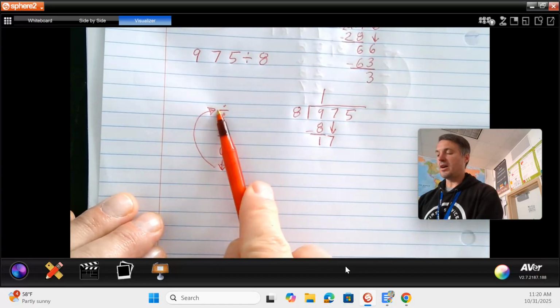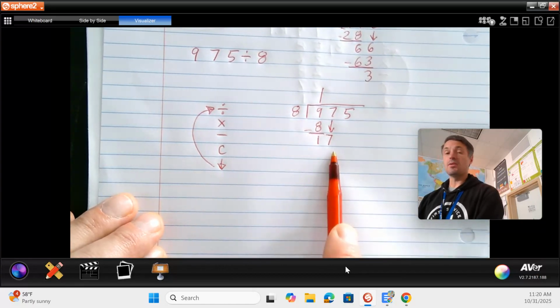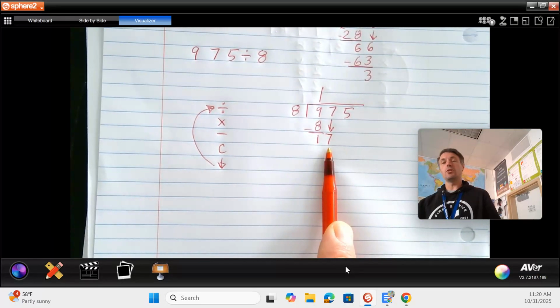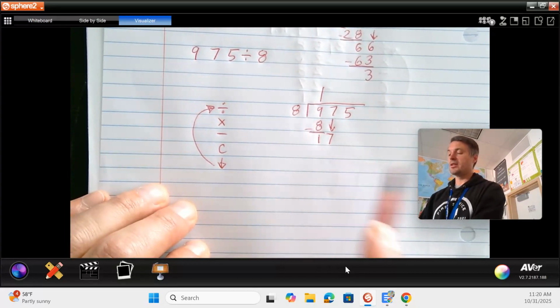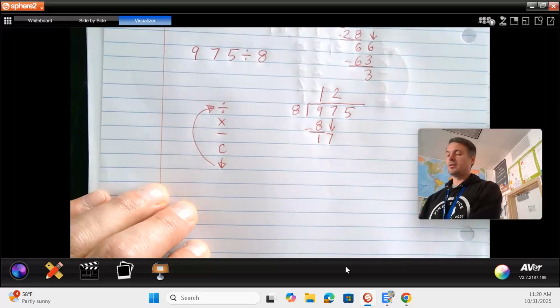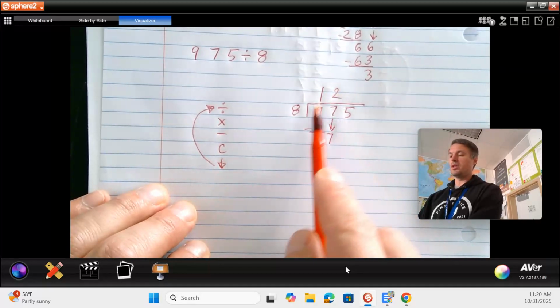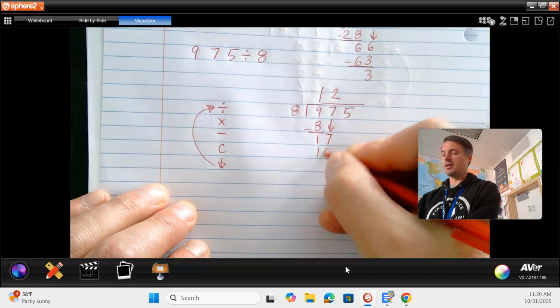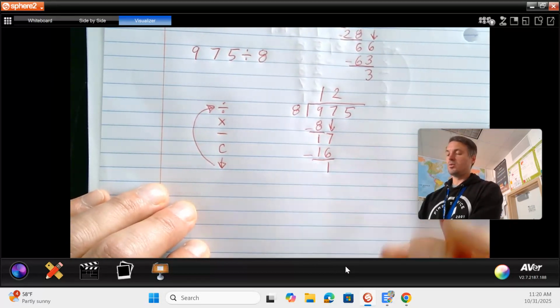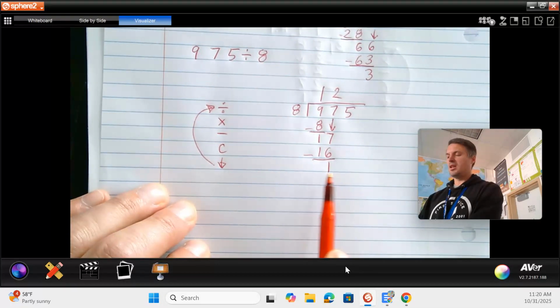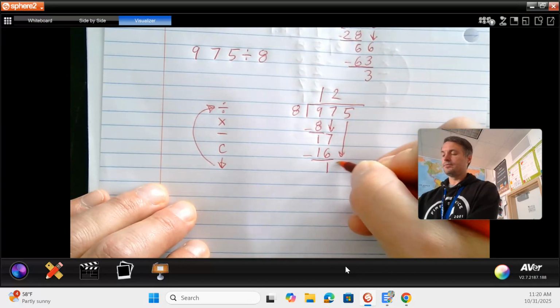We go back to divide, but now we're dividing 8 into 17. And think, what times 8 gets you closest to 17 without going over? 8 times 2 is 16. So 8 can fit into 17 2 times. Now we multiply. 2 times 8 is 16. Now we subtract. 17 minus 16 is 1. Now we compare. Is 1 smaller than 8? Yes. Now we bring down.